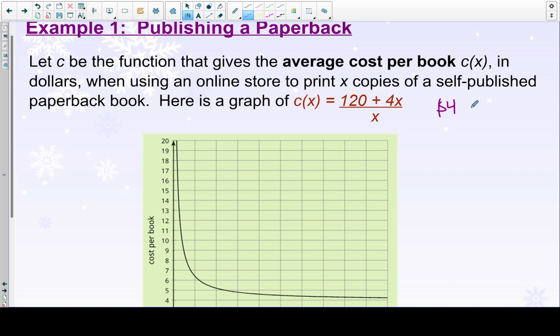So let's say we're publishing at $4 per book, plus say 120 as a fee, like maybe some kind of service charge. But then we are going to divide by the number of books, and that's going to create an average per book. We add up what we have and divide by how many we have. So this is basically a calculation of average. And this is how your average changes over time.